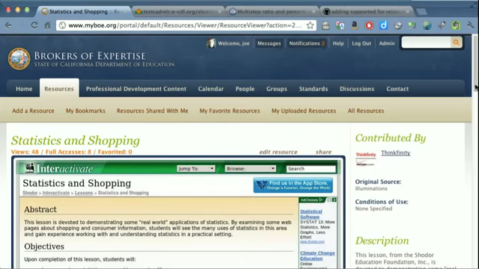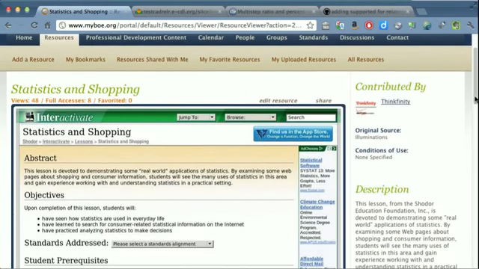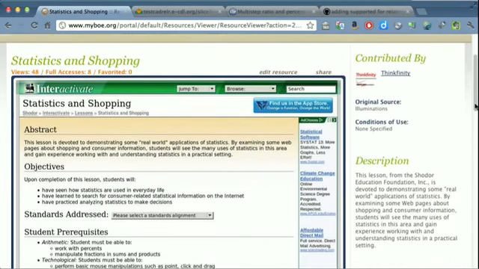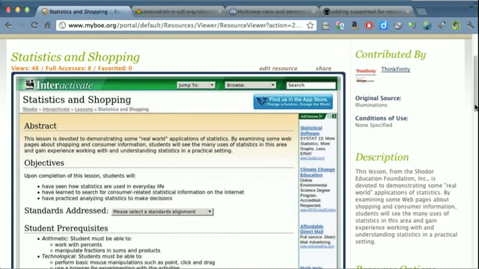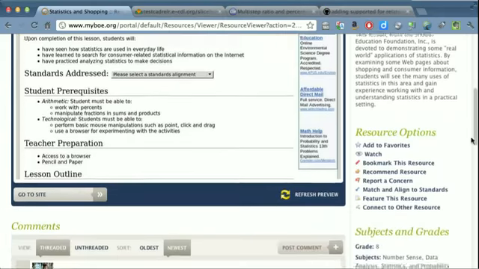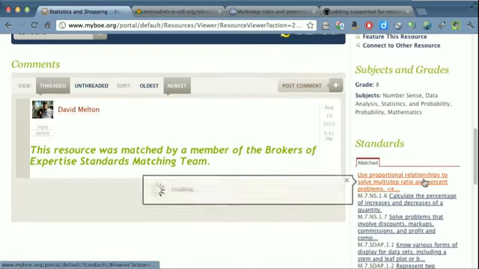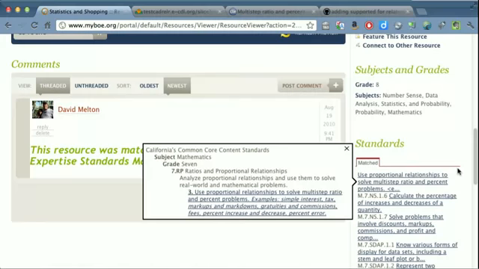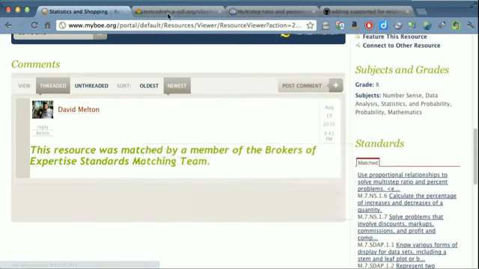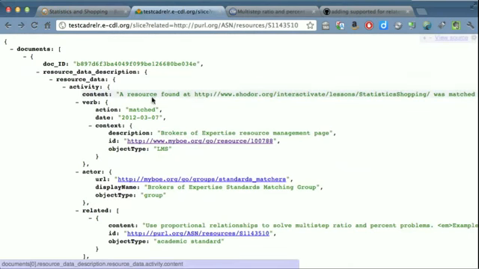In this lesson, students are given real-world situations where they need to use their knowledge of statistics, working with percents, and manipulating fractions. This resource is aligned to a Common Core standard by a member of the Brokers of Expertise Standards Matching Group. In this case, it's the 7th grade Common Core Math standard, use proportional relationships to solve multi-step ratio and percent problems. And you see they give us some examples. When they did this match to the standard, that alignment data was sent to the Learning Registry node, as you can see here with the snippet of that.